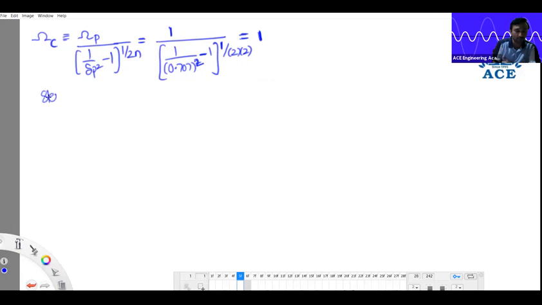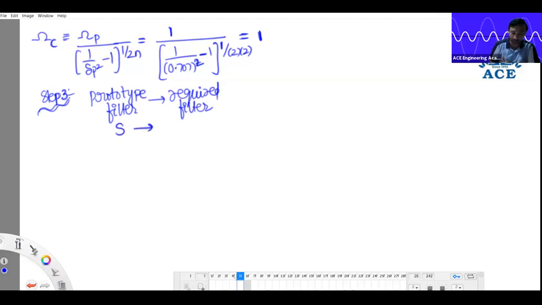So after completion of the second step, order and cutoff, third step is what? Convert the prototype filter to required filter. What is the required filter asked in the question? Design a digital low pass filter. Replace s by s by omega c. Luckily omega c is 1. Suppose omega c is 5. See here everyone, if omega c is 5, s by 5 you have to substitute. Be careful. In our question, luckily omega c is 1.